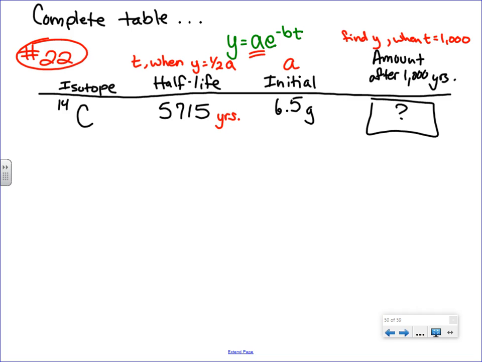So if it's the amount after 1,000 years, what would that be? Because if that's T, then what's the amount after 1,000? Well, 1,000 years isn't 5,715 years, right? So it takes this long to cut in half, so it must be something in between 6.5 and half of 6.5, which is 3.25. I think 650 cut in half, $3.25. So it has to be something in between there, because it's definitely not gotten down to half. It's still something pretty close to probably 6.5. Does that make sense? Okay.